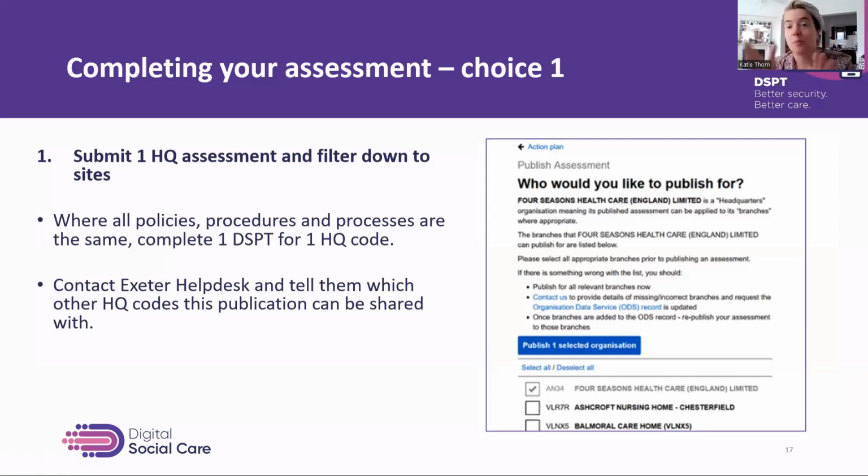And when it comes to publishing at the end, you will get a pop-up box like the one on the right-hand side here, which says, who would you like to publish for? This is an example. It's not actually 4 Seasons, I should say. It's just a demo version of the toolkit. And then you should see all of your individual sites listed there. You can go through and select the ones that you would like to publish for.